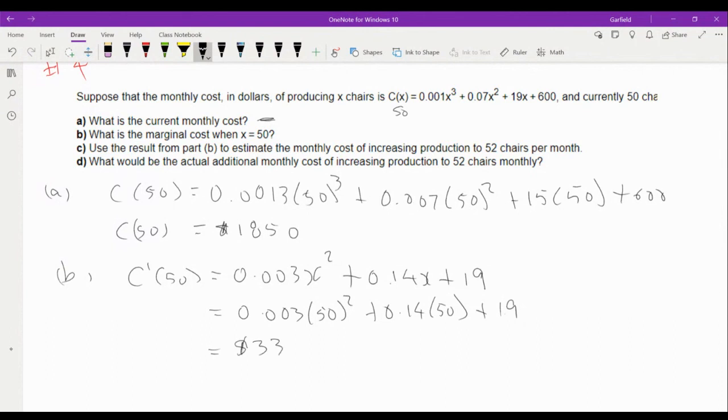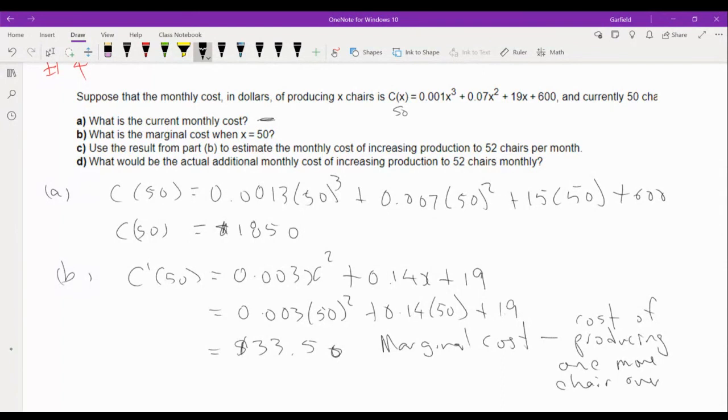What does that $33.50 represent? It's the marginal cost. But what does it represent? The cost of producing one more chair. Cost per unit, right? So marginal cost or profit or revenue is always an amount for producing one more unit.